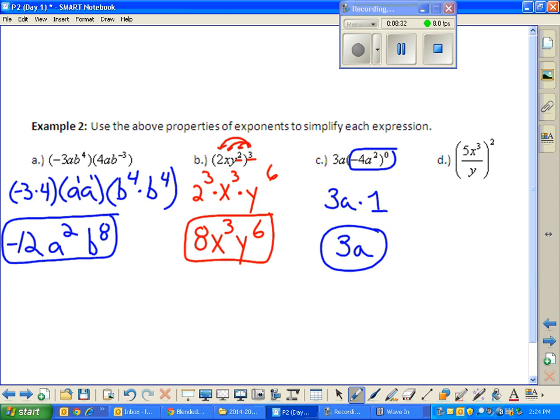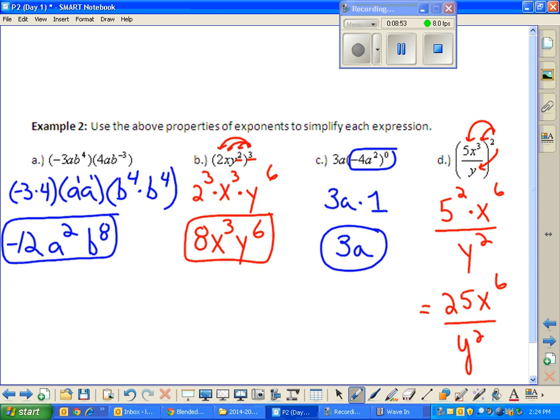For part D, just to finish it up with you a little bit, we distribute that 2 into the parentheses. So I'm going to have 5 squared times x to the 6th over y squared. So it's going to be 25 x to the 6th over y squared. So that's that for you.